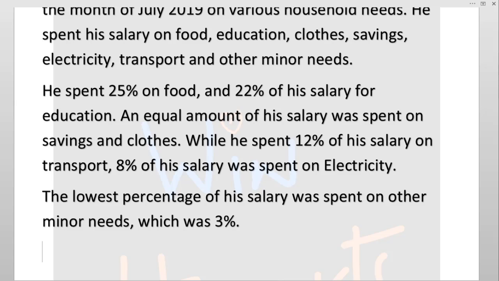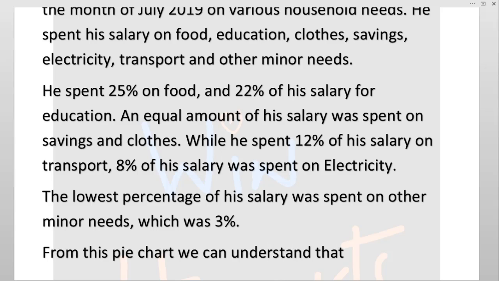And finally I'm going to say what I can conclude. I can say from this pie chart, remember it's a pie chart or bar graph, we can understand that. Now I will write from this pie chart we can understand that as a statement, or you can say according to this pie chart, or you can say from this pie chart we can conclude that, or you can say in conclusion. So these are different sort of statements that you can say to complete this particular activity. I will use one particular phrase, which is from this pie chart we can understand that Mr.